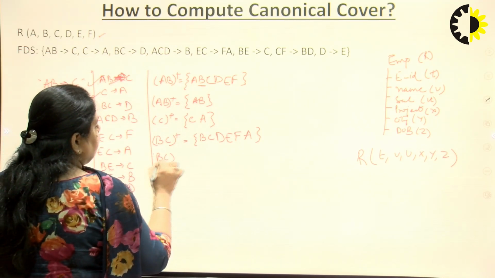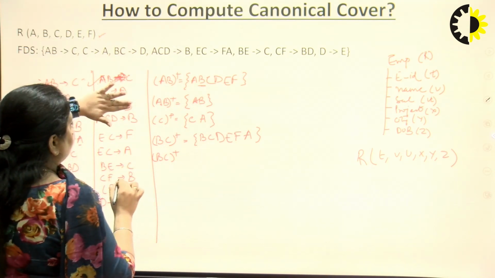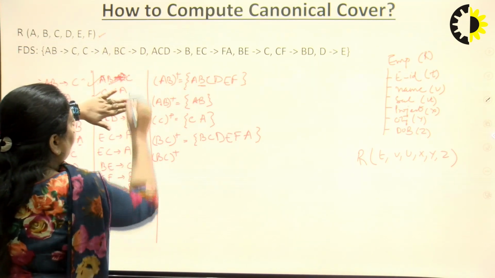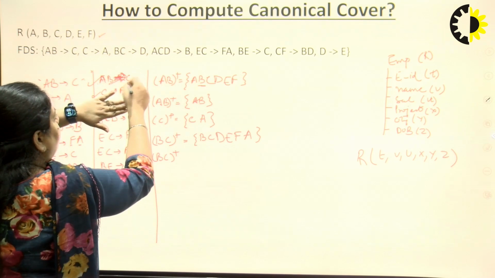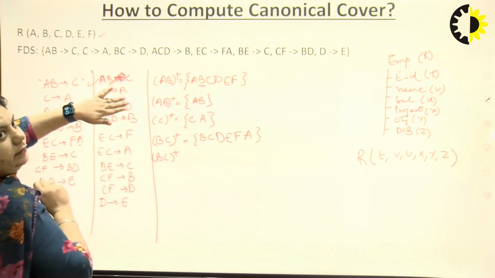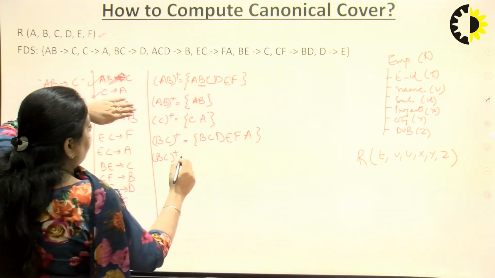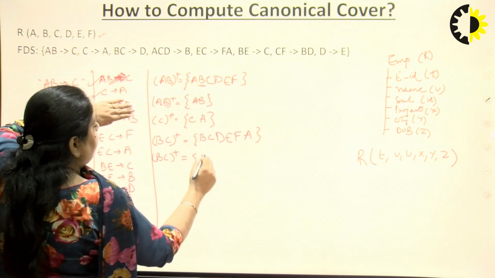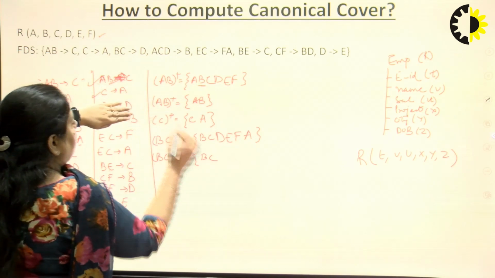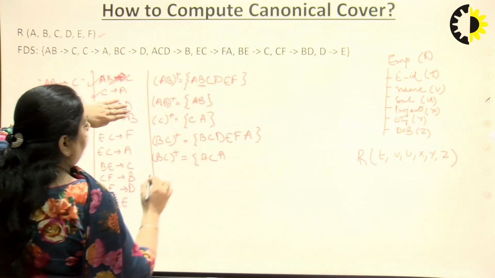Now hide this dependency. Hide this BC and try to find out from all the functional dependencies, including AB determine C and C determine A. Hide this dependency only. By hiding this dependency, I am able to find out BC. From C, I am able to find out A.